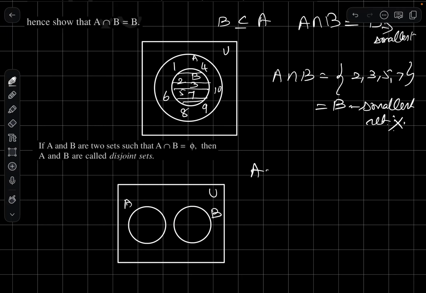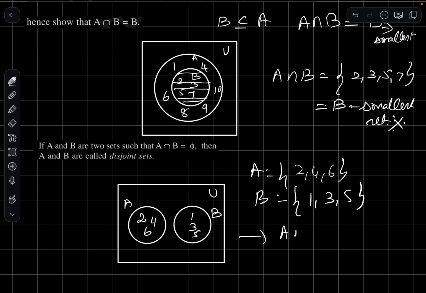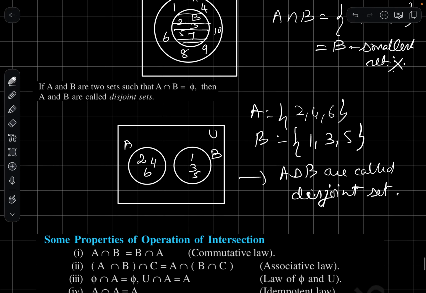Now for example, let me take like this. A as 2, 4 and 6. B as 1, 3 and 5. Now are there any common elements? No. So I will write it as 2, 4 and 6, and here it will be 1, 3 and 5. So these sets A and B are called disjoint sets. That means they never join or they never intersect with each other. Therefore this is a disjoint set.